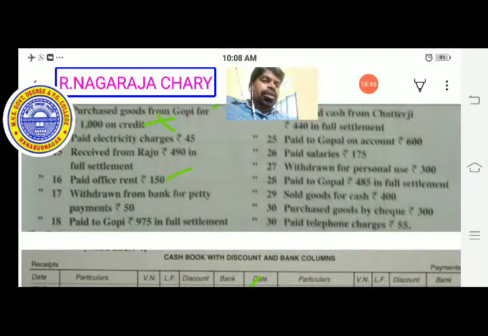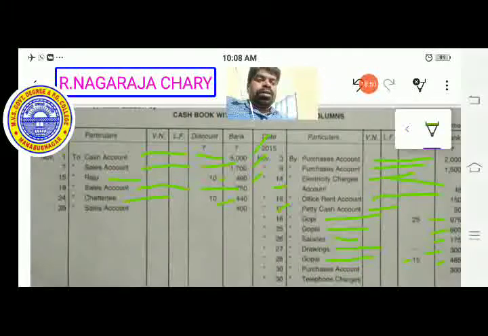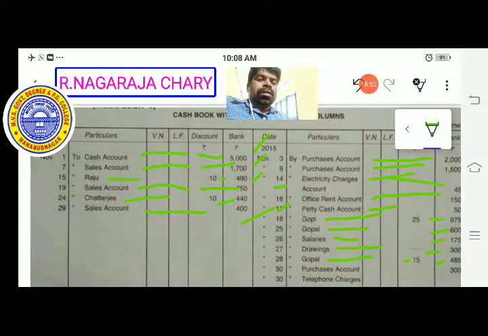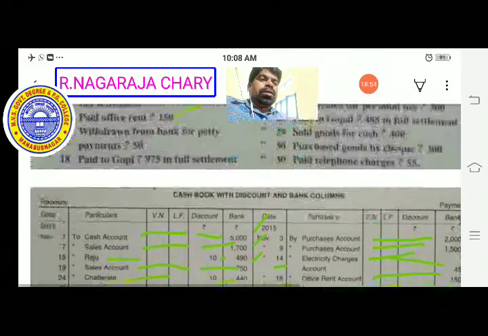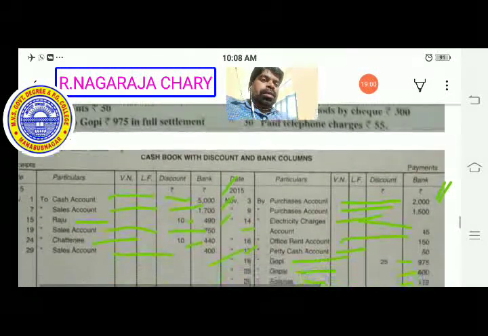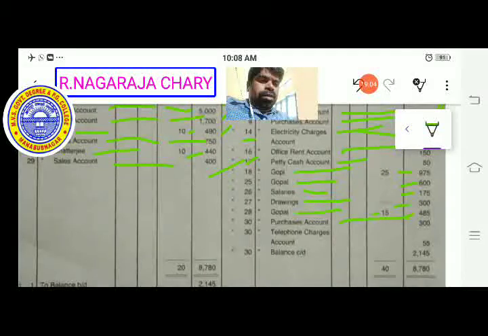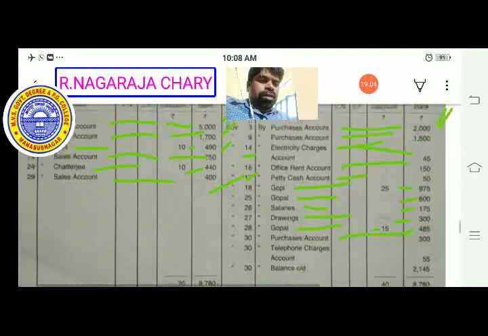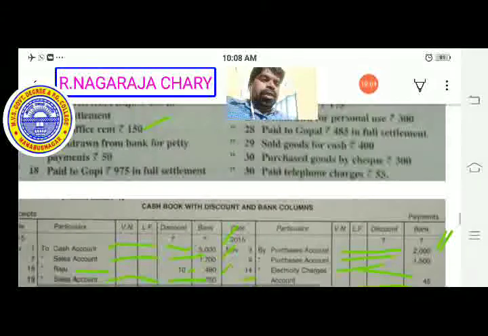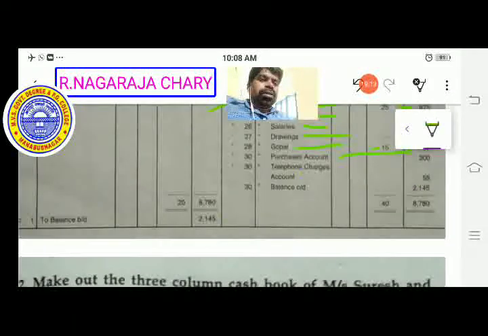Next, sold goods for cash. We are selling goods for cash, 400 rupees, on the 29th date. Next, on the 30th, purchased goods by check. We are purchasing goods, so it is the purchase account, 300 rupees. Next, paid telephone charges 55 rupees. Observe here, telephone charges 55 rupees.